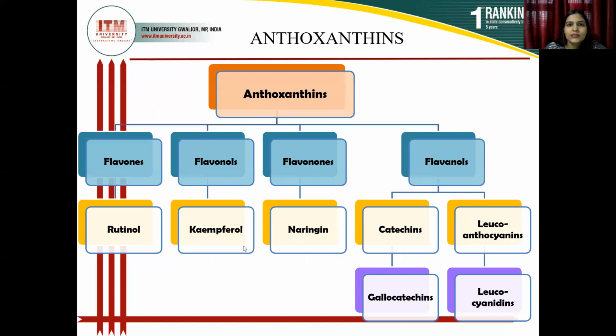Here is the flow chart of anthocyanin, giving the flavones and flavonols, flavanones and flavonols, rutinols, kaempferol and naringenin, catechin and gallocatechin. Flavonols are converted into catechin and leucoanthocyanins. Catechin is converted into gallocatechin, and leucoanthocyanins are converted into leucocyanidins.